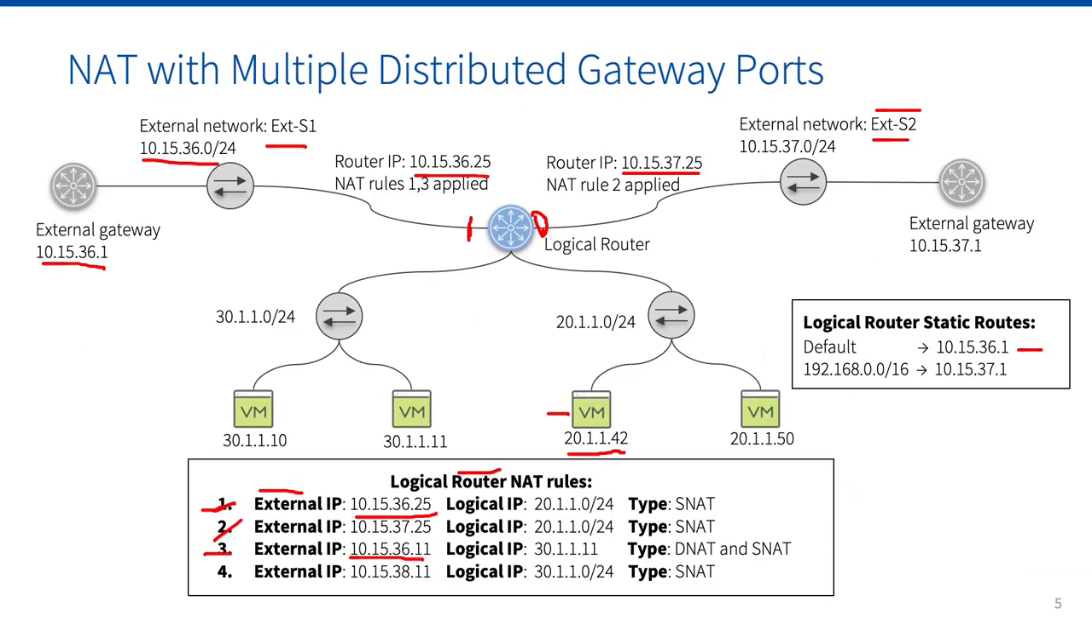10.15.36.0/24. Similarly, only NAT rule 2 is applied at ext-s2 DGP since 10.15.37.25 is the router IP. Rule 4, whose external IP is 10.15.38.11, will not be applied at either DGPs.